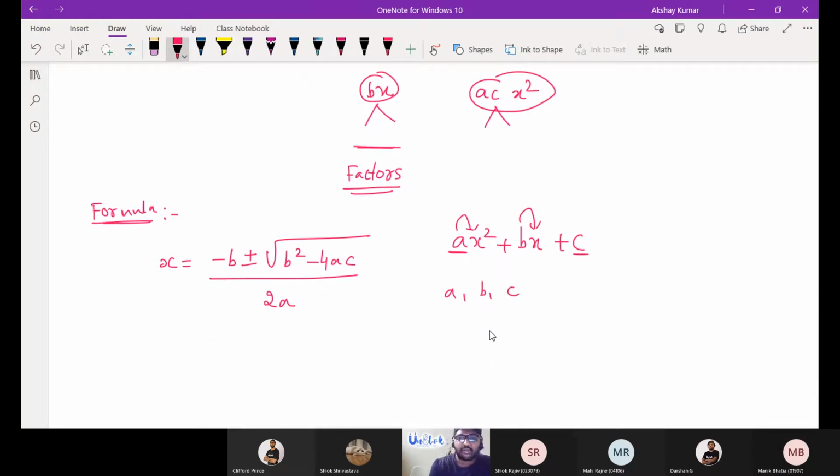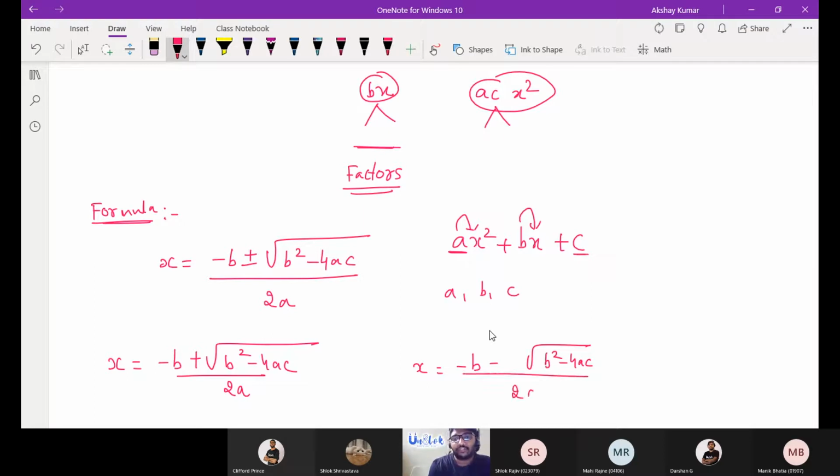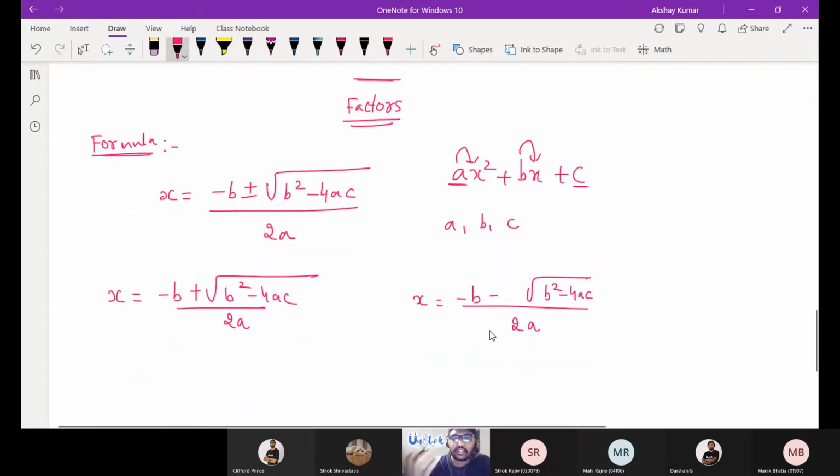How are there two roots here? The formula says plus or minus. So you have minus b plus root of b square minus 4ac by 2a. This is one root. Another root is minus b minus root of b square minus 4ac by 2a. If you remember this formula, compare it with your equation and substitute here, you will be able to get the solution. So this is one part of this particular chapter. You just have to remember this formula, substitute the values of a, b, c, and then find out the roots. And also we will be discussing the nature of roots.